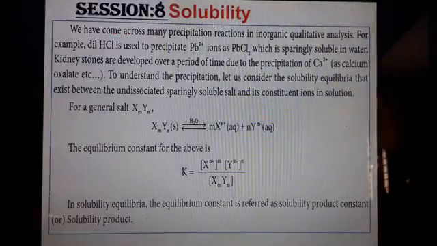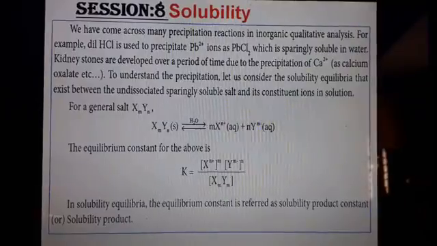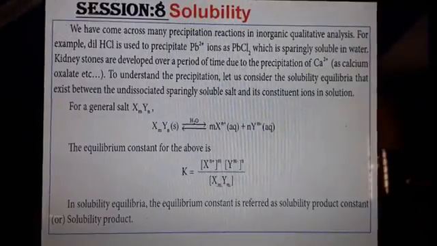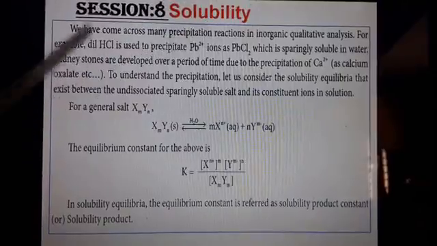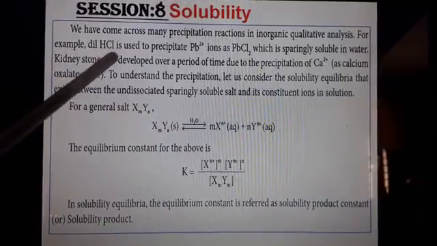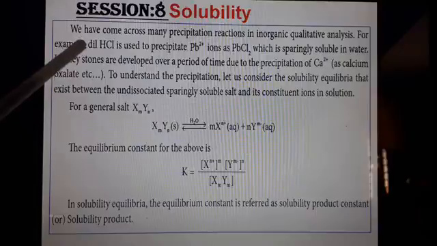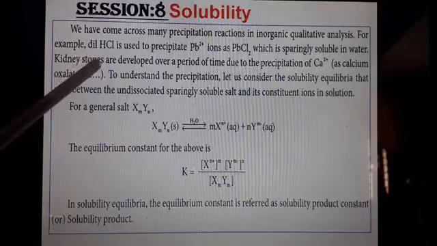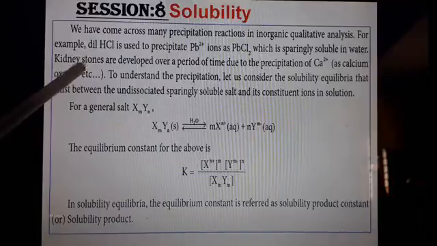Dear students, now we see the ionic equilibrium topic, session 8, solubility product. What is solubility product? We have come across many precipitation reactions in inorganic qualitative analysis. Qualitative analysis means the analysis of the precipitate of two or more compounds.